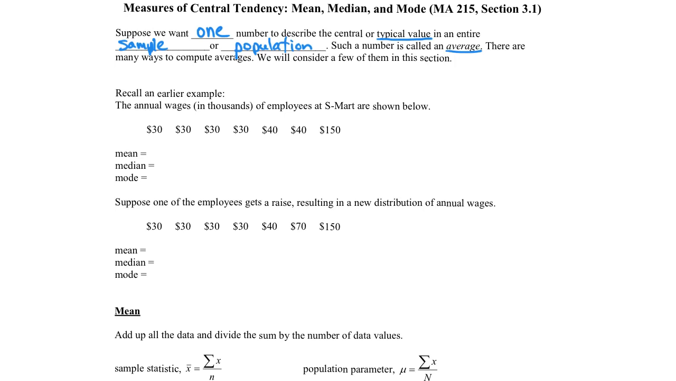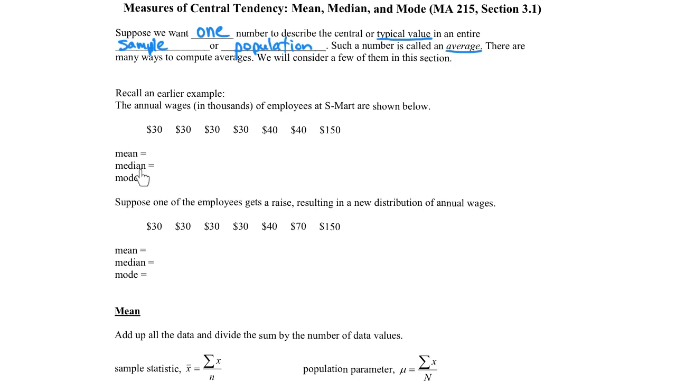We looked at an earlier example from the first day of class, where we had the annual wages in thousands of employees at S-Mart. And we talked a little bit about mean, median, and mode. We're going to cover these formally today, but most of you know from previous classes that to find the mean of a set of numbers, you add up all the numbers and divide by how many there are.